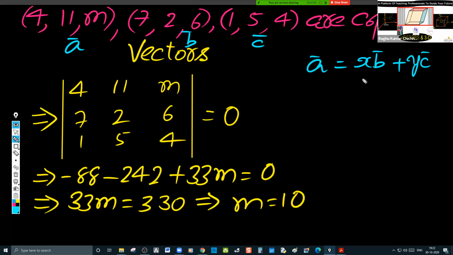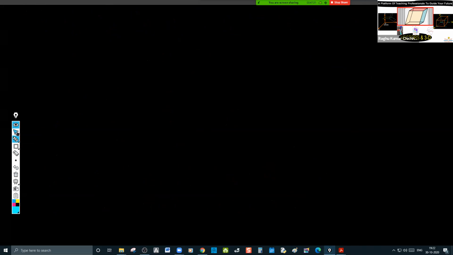And in that, X and Y only, you will be getting M value also, like this. But in comparison and all, it will take some time, and hence we follow the determinant method. But you must also understand the linear combination method. I'm erasing this. Now let us move on to the next question, please.